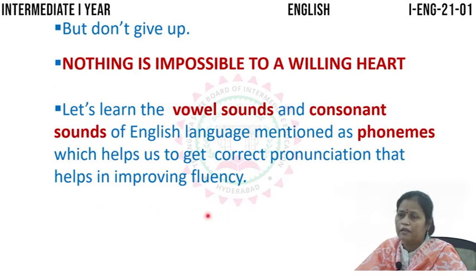But looking at this picture, you should not give up because nothing is impossible to a willing heart. You have to learn the special features present in the language. And in English, along with the letters, we need to concentrate on sounds. So we have vowel sounds and consonant sounds, which are referred to as phonemes, to get the correct pronunciation, and it also helps in improving our fluency in the language.